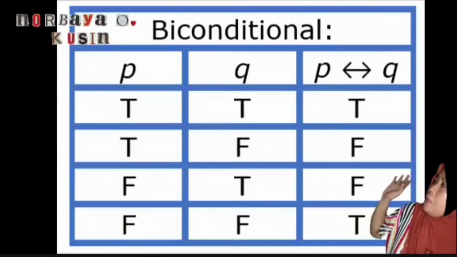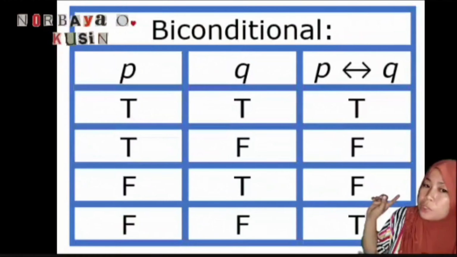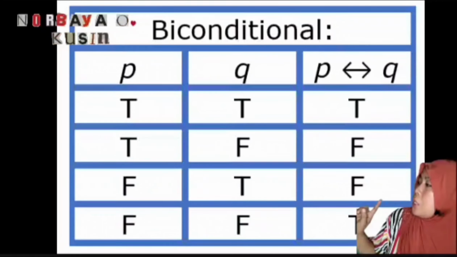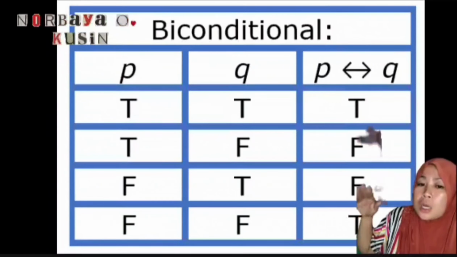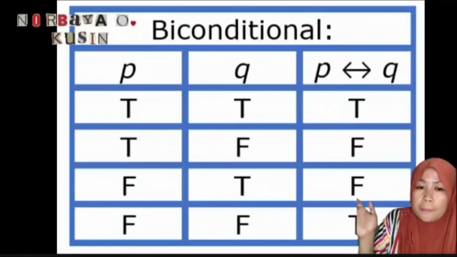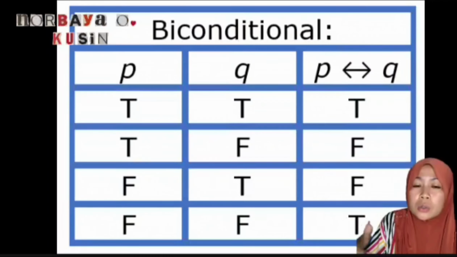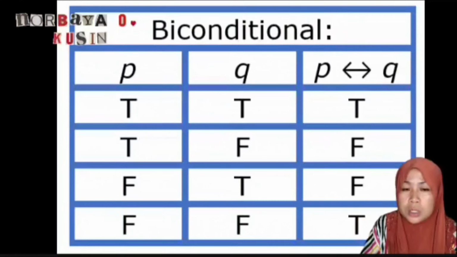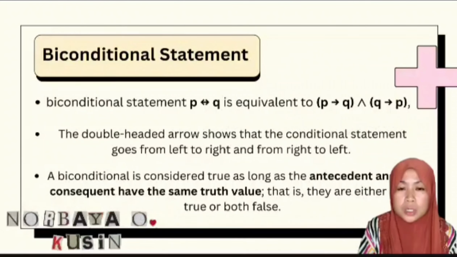And then the last part po is sa P is naglagay po ako ng F which is false. Sa Q is naglagay ako ng F which is false also. And then the result niya dito sa truth table ng biconditional statement is truth kasi na-meet niya yung rules or condition ng biconditional statement. So, ganun lang po kasimple yung biconditional statement.